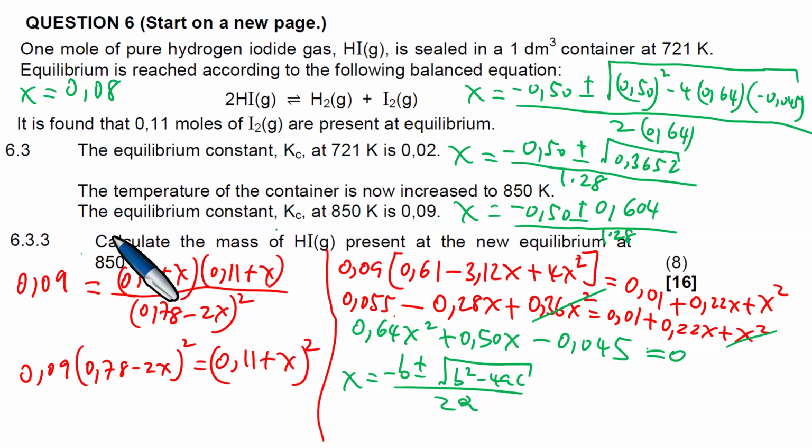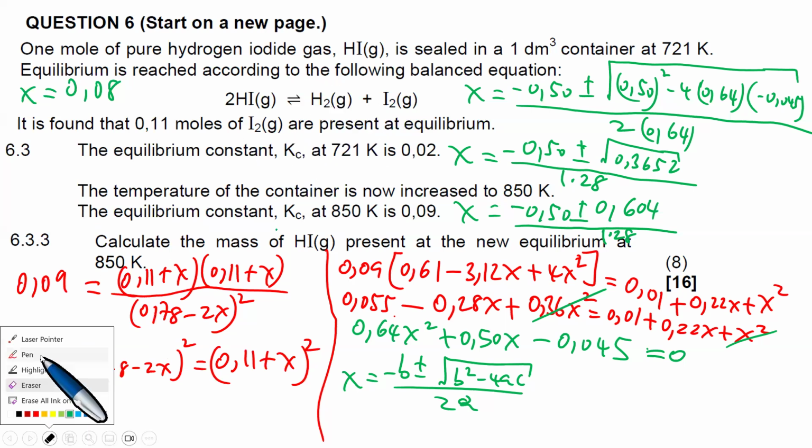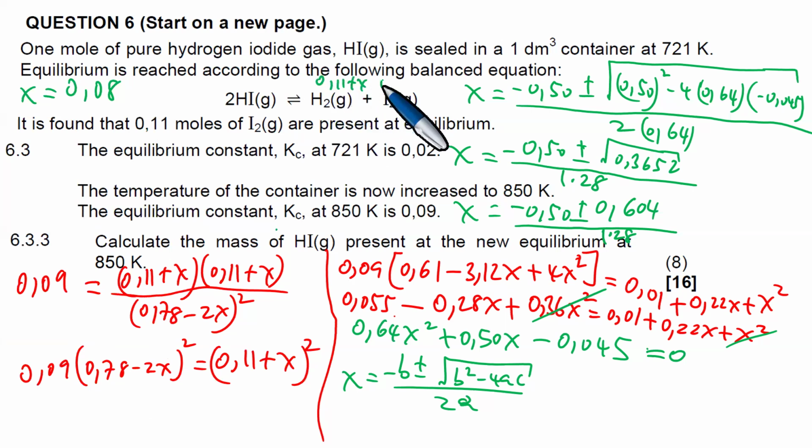But remember that this one at the new equilibrium was 0.11 plus x, 0.11 plus x, and this one was 0.78 minus 2x. So if we get the x, then we need to calculate the mass of the hydrogen ion present at the new equilibrium. Something extremely important for us is to say, what will this be? We need the concentration of this. So you can write like this. This is very, very standard.